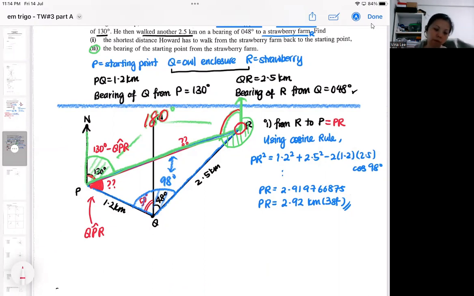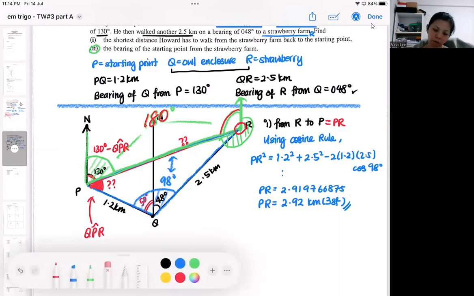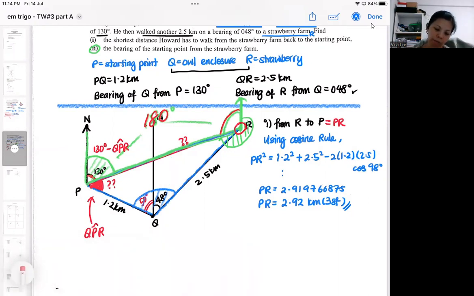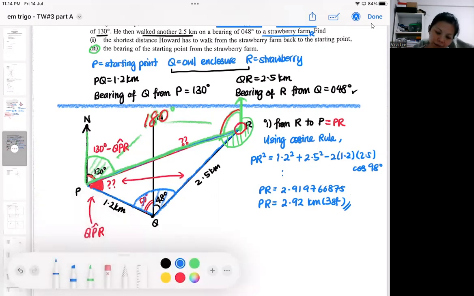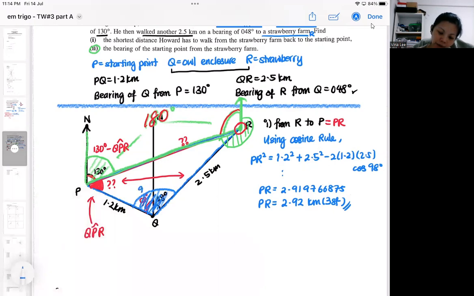So if your focus is to find QPR, again, you should be looking at the triangle. How many arrows do you have? The angle that you want will form an arrow with 2.5. And just now we got the 98 here. This 98 is opposite the PR that we have found. So in actual fact, if I want to find QPR, I can be applying sine rule.